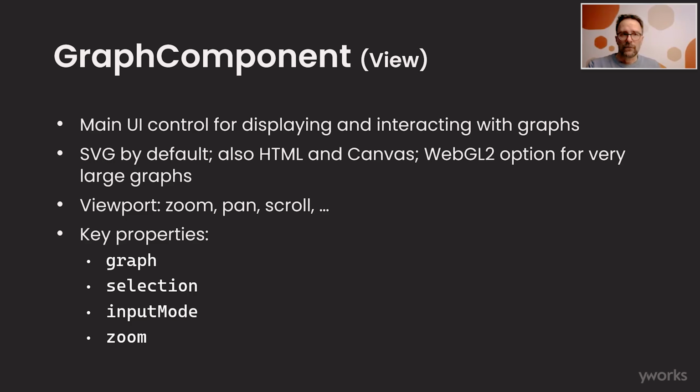So even though a graph can be in multiple views, each view can have its own zoom or panning position and so on. So a graph component has as its key properties the model, which is the graph, and also the selection, which is kind of like a model, but it's separate from the graph because you have different selections. It has the input mode, which is the controller, and things like zoom and so on.